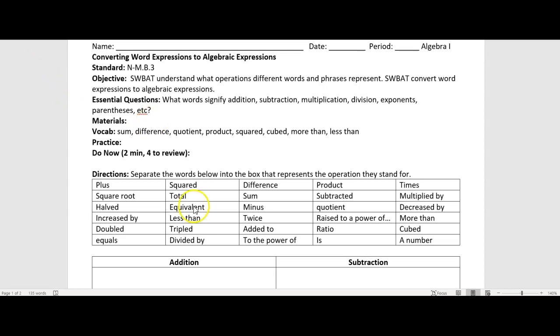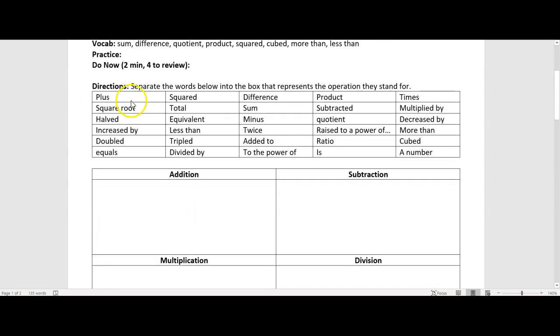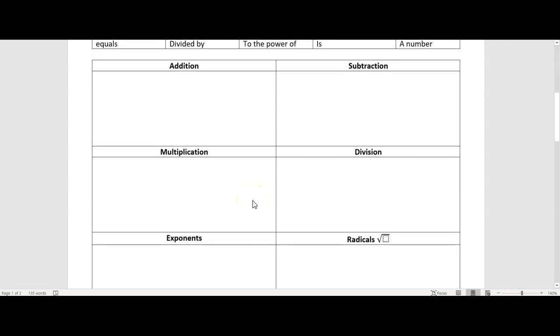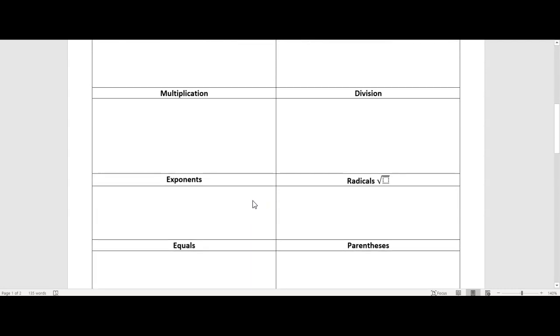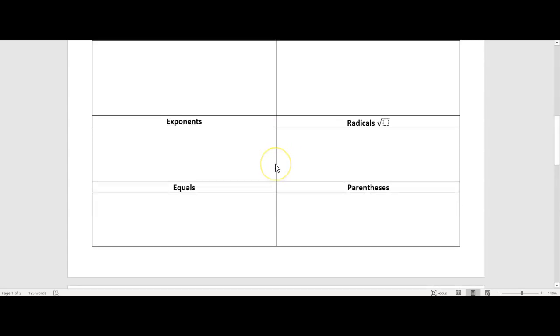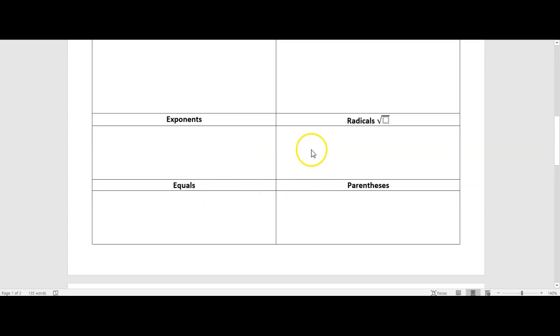I've given you a bunch of words here, so there are 30 words, and you need to place them under the operation or mathematical symbol that they represent. So we have addition, subtraction, multiplication, division, exponents, radicals, which is, for all intents and purposes, the square root sign, because those are the type of radicals you've probably worked with the most, equals, and words that mean parentheses.